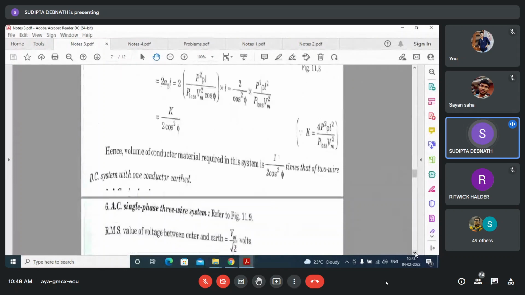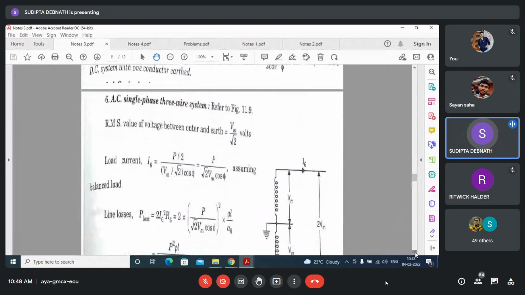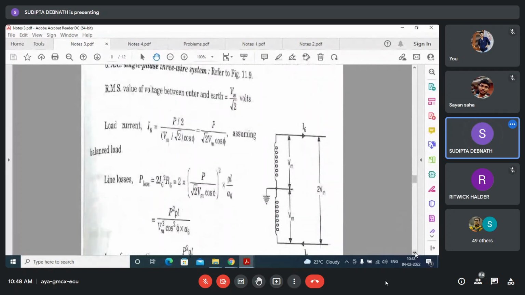Now the third one, where the third wire is available. AC 3-wire system. This wire is available. So the initial treatment is exactly the same. It is again twice Vm. You just consider, they have considered like this, but you don't write like this. You write P equal to twice Vm by √2 I cos phi. Don't write Vm by √2 as the RMS value of voltage between outer and earth. You write like that.